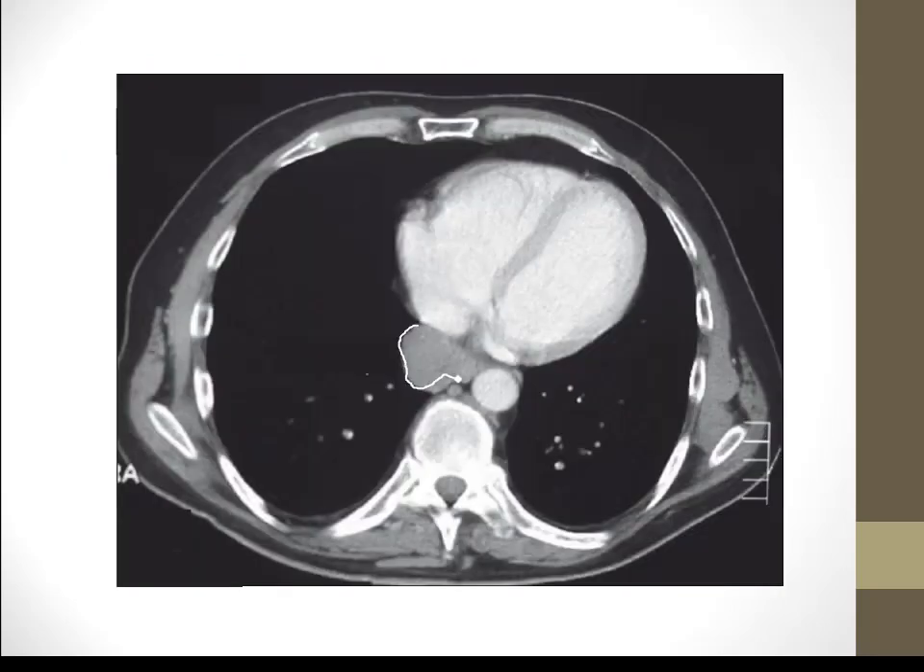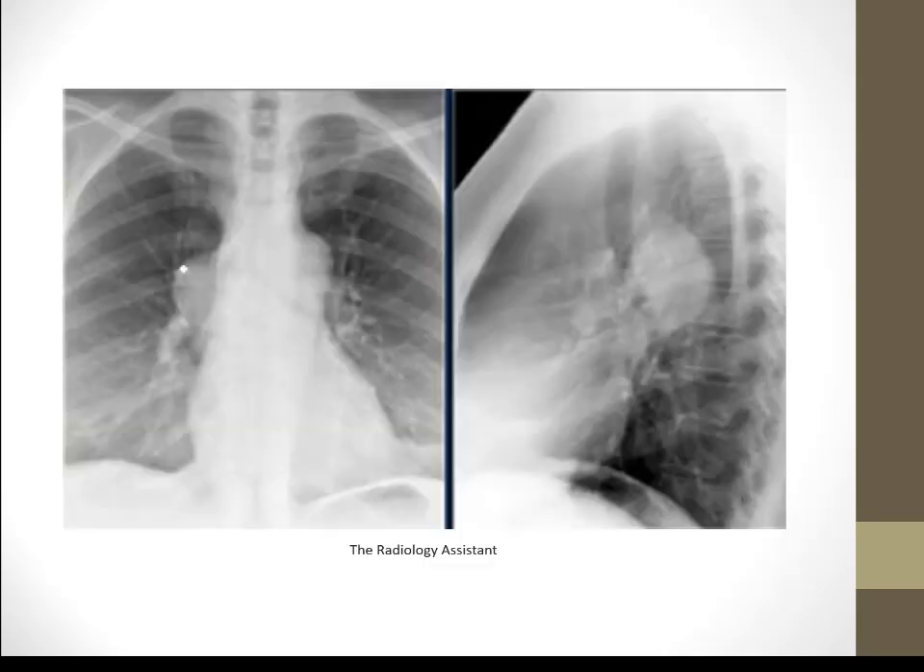Here's a picture of one right here. You can see it's in the center of the chest, beside the lungs, right behind the heart. It's right where you would expect it to be because it grows off of the esophagus. And here's a really big one that you can see on chest x-ray. You can see it here on the AP film, and you can see it here on the lateral film.